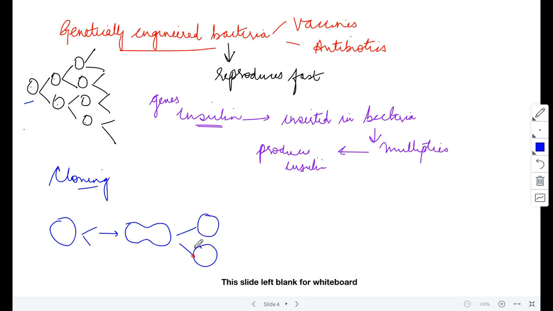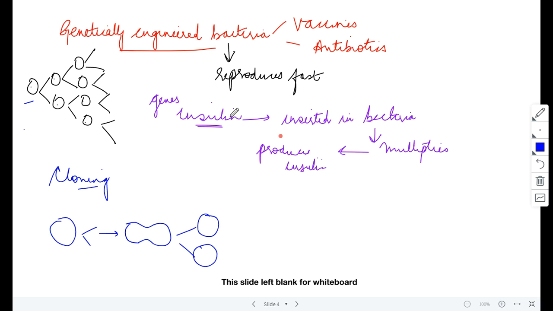Okay, and if I was telling you the example of insulin, I told you that bacteria reproduce fast. So can I say that it is making clones? So that is why the insulin is also making clones.